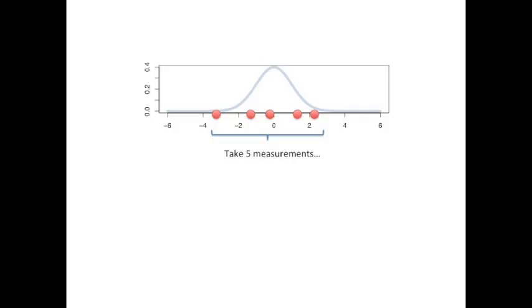Usually you can't afford to measure the weight of all the mice, so you just take a sample. In this example, we'll just assume we took 5 measurements from the population rather than measuring all the mice. Since most of the mice have weights close to the average, most of our samples are going to be close to 0. Now, just like we always do, we can calculate the mean and standard deviation from our sample. In this case, the mean of our sample is minus 0.2 and the standard deviation is 1.923.